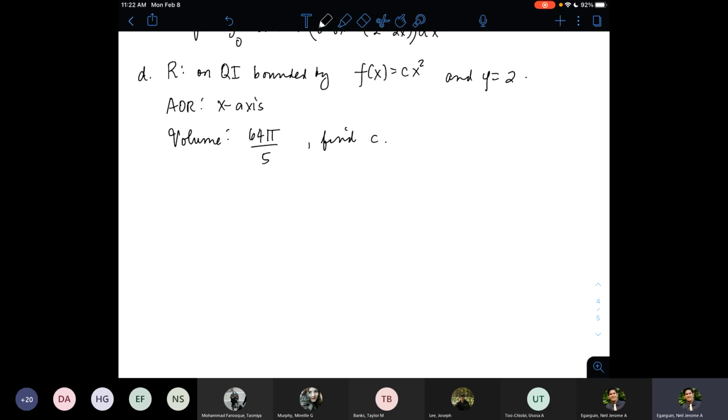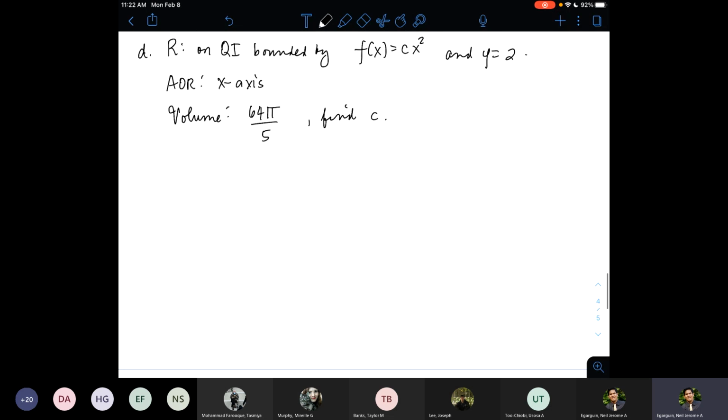So let's see. Now let's have a sketch of the region. Cx squared is a parabola that opens either up or down, depending on the value of C. If C is positive, the parabola will open up. If C is negative, it will open downward. So we don't know exactly what's happening here.